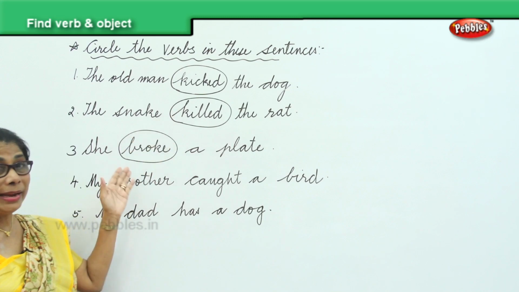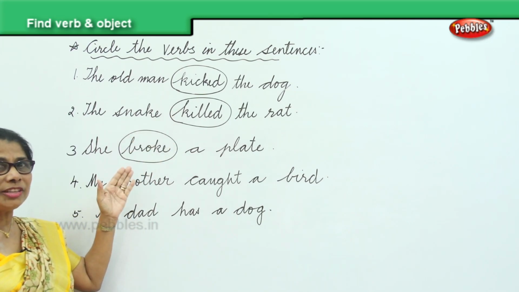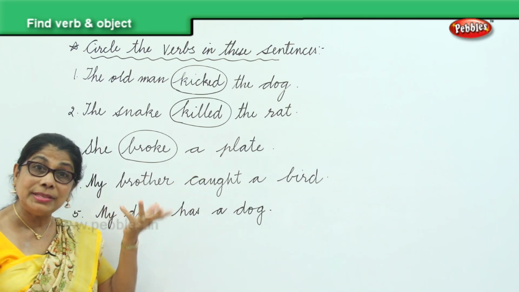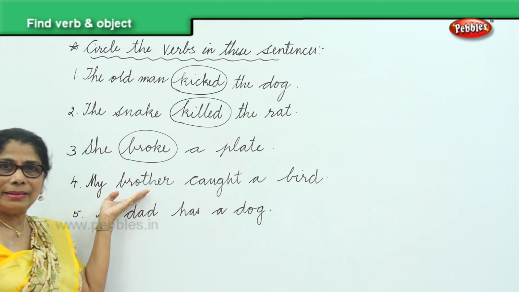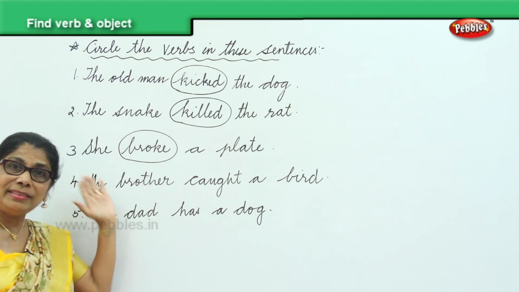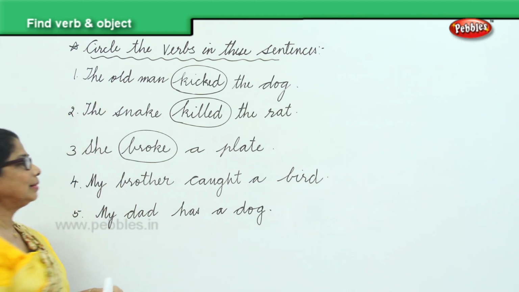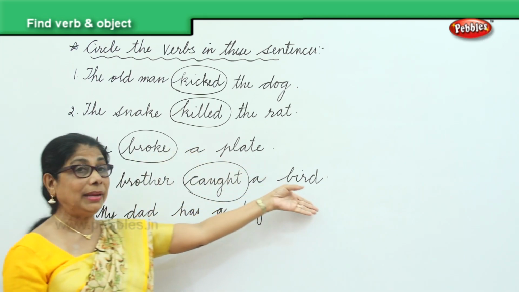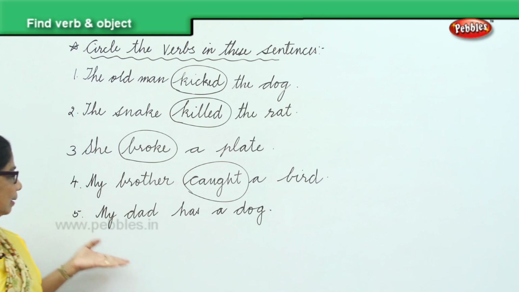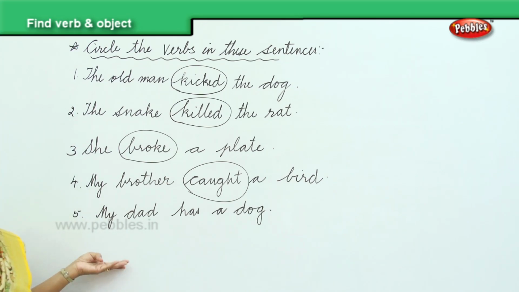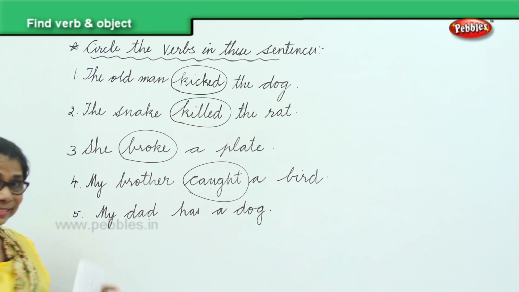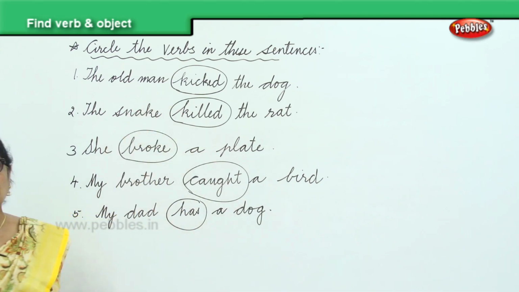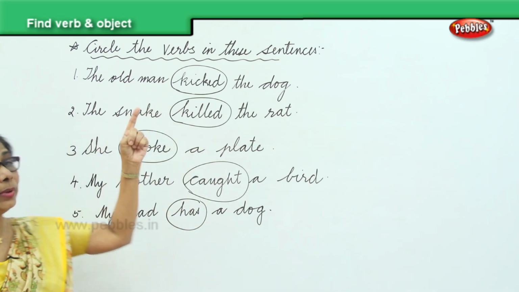So you know how to identify the verb, the action that's going on. Now, in the next sentence, my brother caught a bird, which is the subject? The main person is my brother. What has he done? He caught. That's the verb. My brother caught what? What is the object he's been catching? A bird. Here, what is the subject? My dad. What does he have? He has a dog. That's a verb. He has. What is the object? Dog.